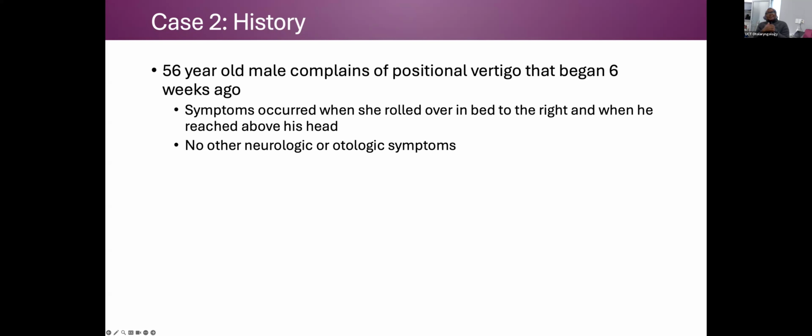Yeah, perfect. So let's say the symptoms occur when they roll over to the right, and when they reach above their head, and otherwise they're stable. It's lasting for seconds to minutes, and there are no other associated neurological symptoms. Any hearing loss, aural fullness, or tinnitus? Nope, no sounds.